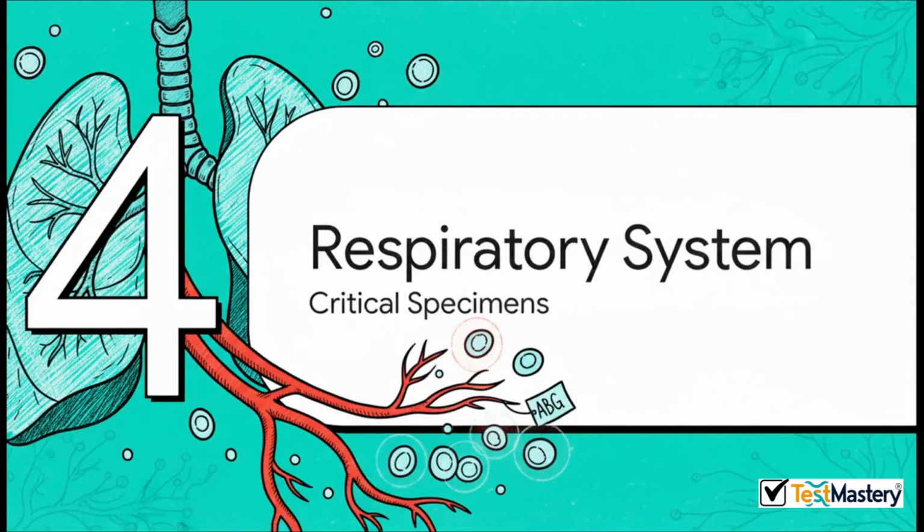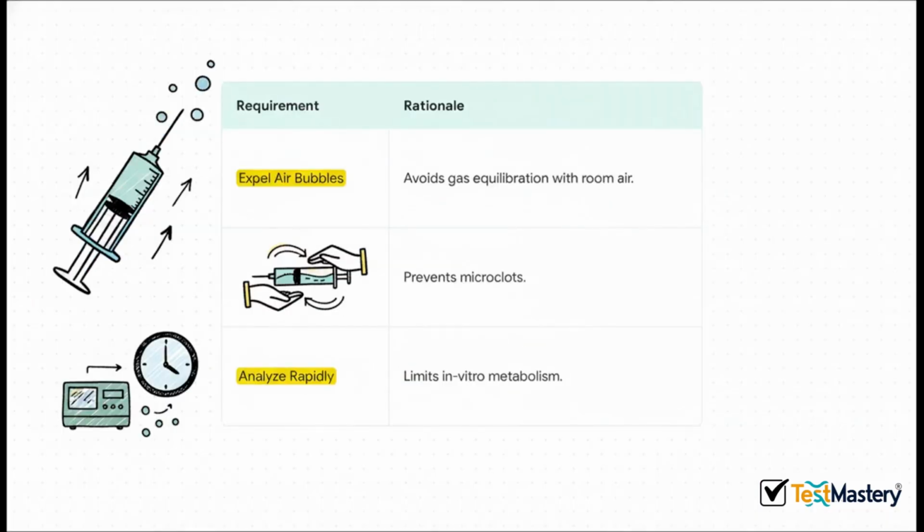Let's move on to the respiratory system. The samples you handle here, especially arterial blood gases, or ABGs, are some of the most critical and time-sensitive specimens in the entire hospital. Your technique can directly impact life or death decisions. Seriously. Preanalytical errors are the #1 cause of bad ABG results, so there are 3 things you absolutely must do.